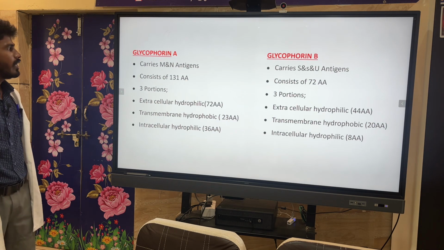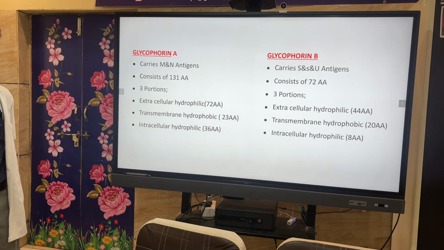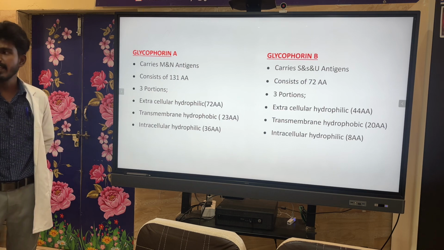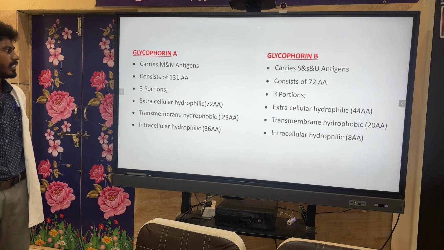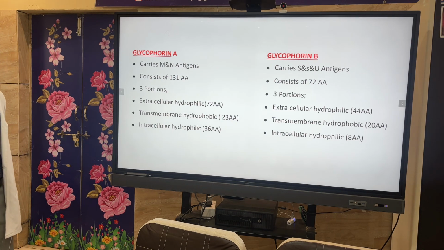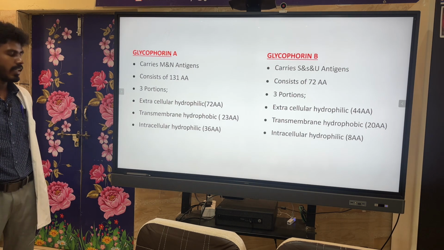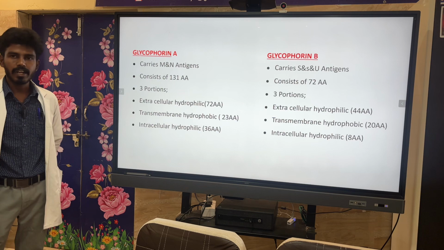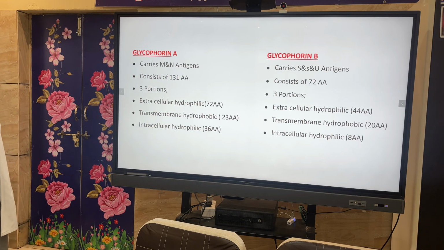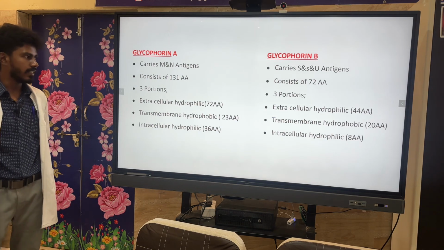The difference between glycophorin A and glycophorin B. Glycophorin A carries M and N antigens. It consists of 131 amino acids in 3 portions. The extracellular hydrophilic portion contains 72 amino acids, the transmembrane hydrophobic portion contains 23 amino acids, and the intracellular hydrophilic portion contains 36 amino acids.